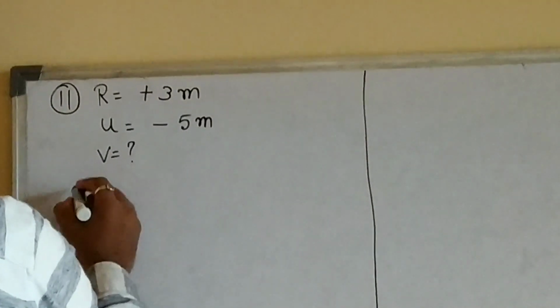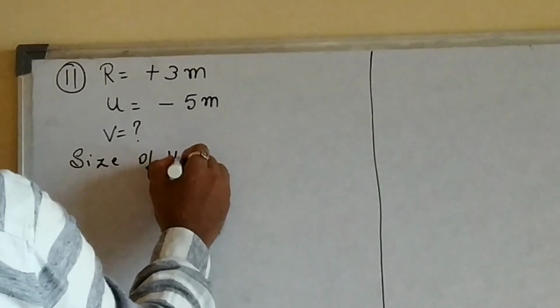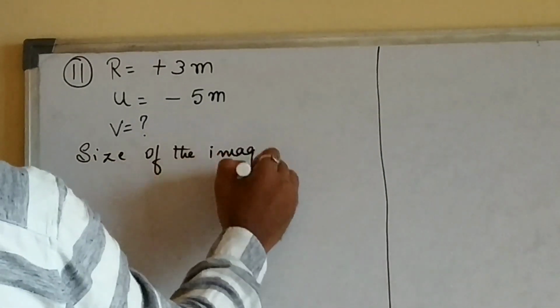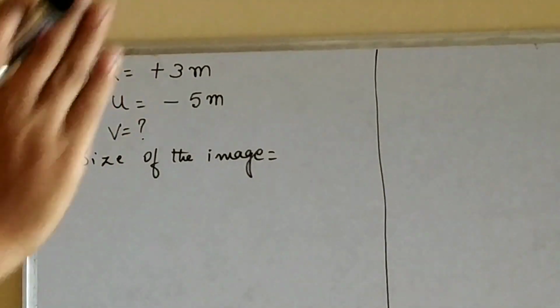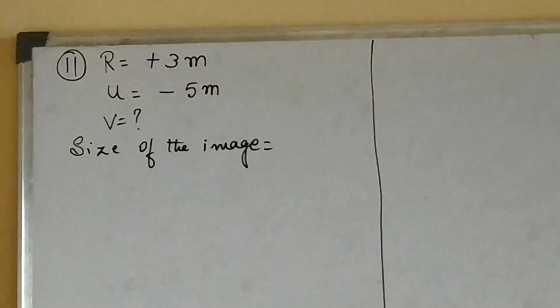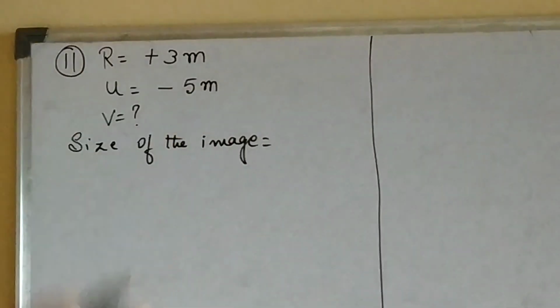And size of the image. Here, see, size of the image. Size of the image means what here? Generally, when you think of size of the image, you will go for H2, because m is equal to H2 by H1. So, size of the image means H2.